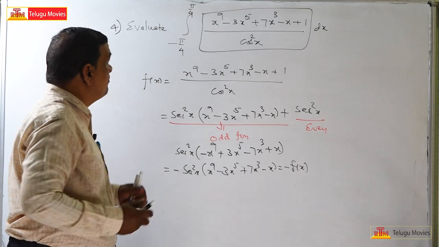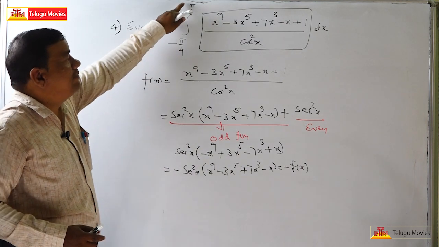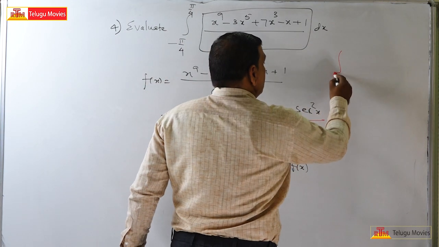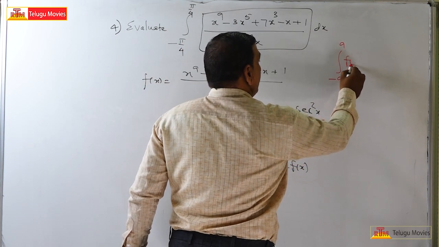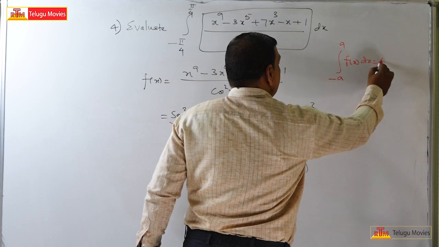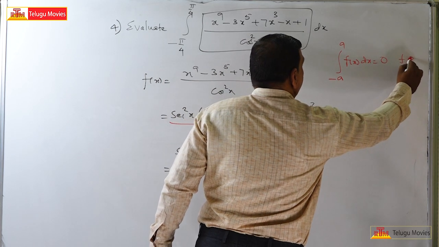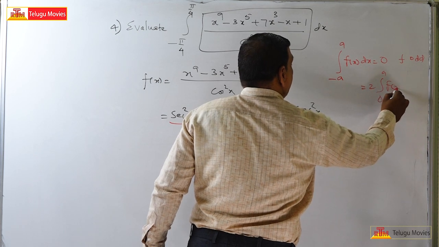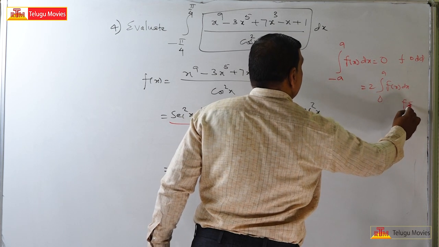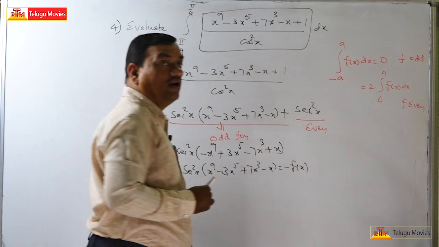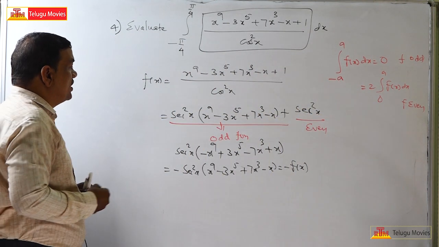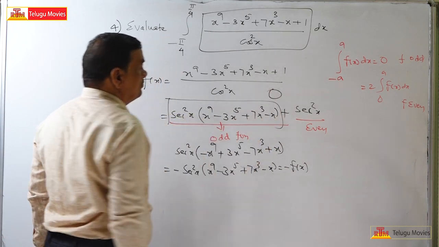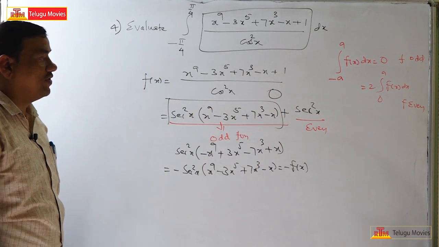From this, observe the limits minus pi by 4 to plus pi by 4. So we have the formula: the integral from minus a to a of f of x dx is equal to simply 0 if f is an odd function, and 2 times the integral from 0 to a of f of x dx if f is an even function. From this, what can you say? Up to here, the integral will be 0, since that is an odd function.